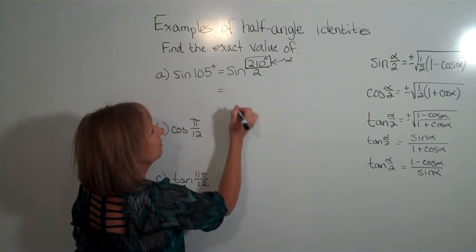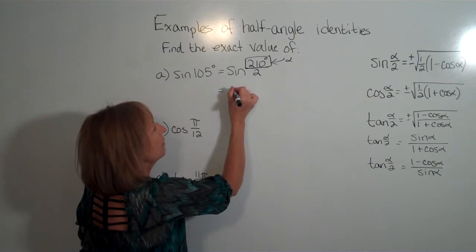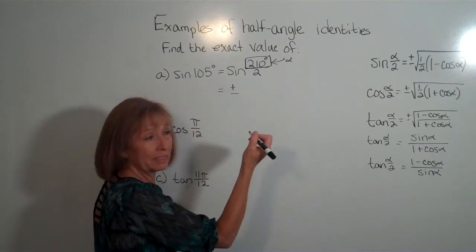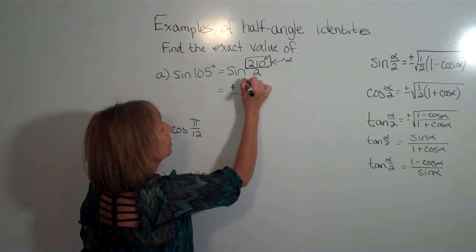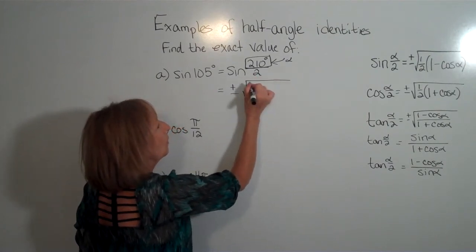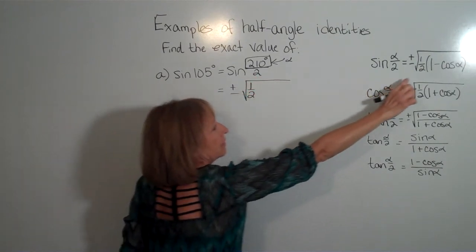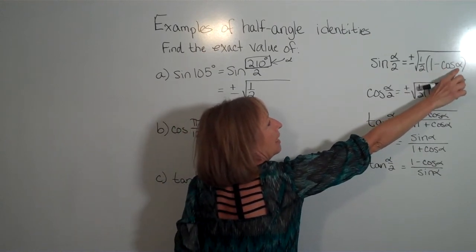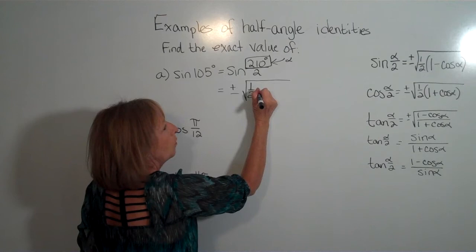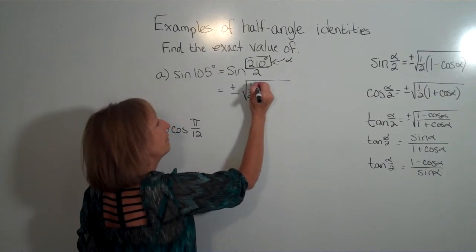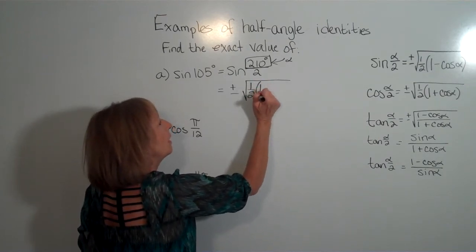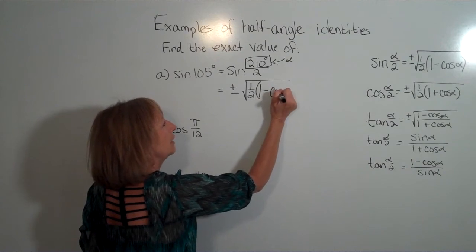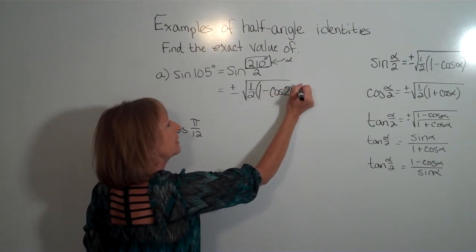So now this is going to be equal to, and I'm going to first put the plus or minus and then we'll decide what we need to have. So it's the square root of 1/2, I'm just copying here, 1/2 times the quantity 1 minus the cosine of alpha. So 1/2 times the quantity 1 minus the cosine of 210 degrees.